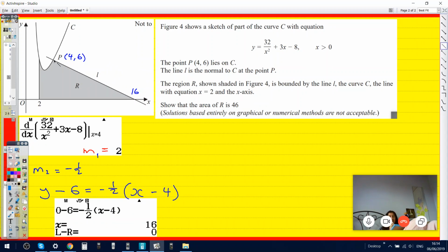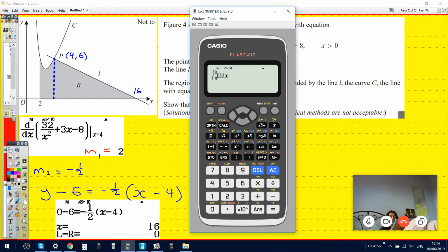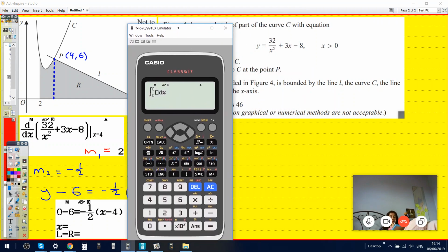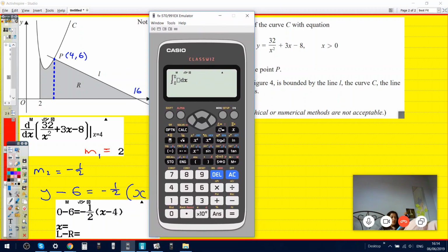What if you split it like that? I don't know what that point is. Oh, 4. So it's 2 to 4, and then just do half the base times height of that triangle. When you do an integral, is the bigger number at the top? Yeah, good question.